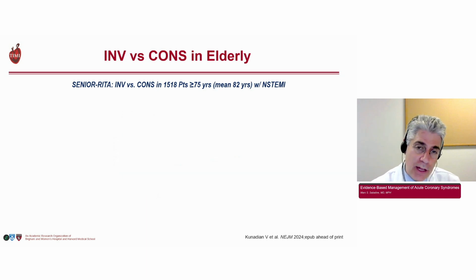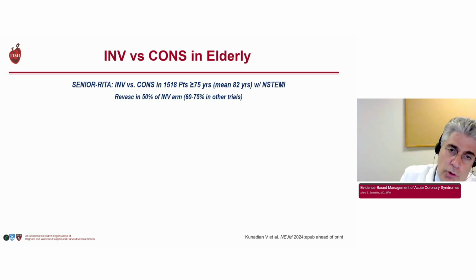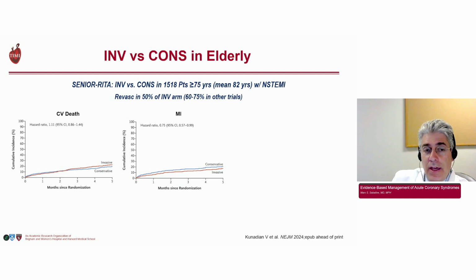But I would say I look at this issue a little bit differently. First of all, revasc was done in only about 50% of patients in the invasive arm. Why? Because they had a variety of comorbidities. In other trials, that tends to be 60 to 75%. So if you're randomizing people to an invasive approach, but you wind up not ultimately revascularizing them, there's no benefit from a diagnostic cath. And so there's no difference for CV death, nor would I expect there to be in this elderly population.